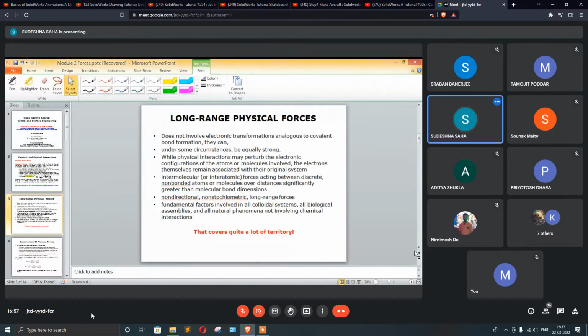We will be talking about the van der Waals forces in general separately, just because it actually holds a wide range of areas or applications. Okay.